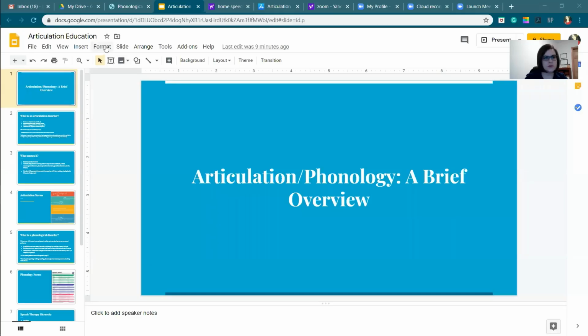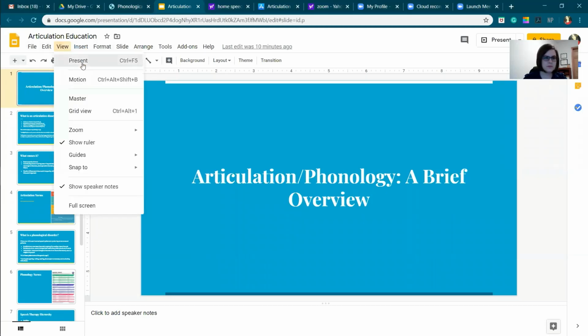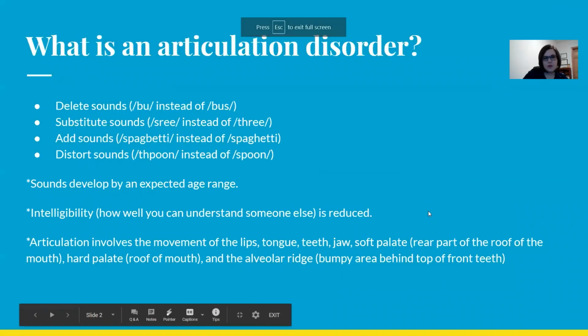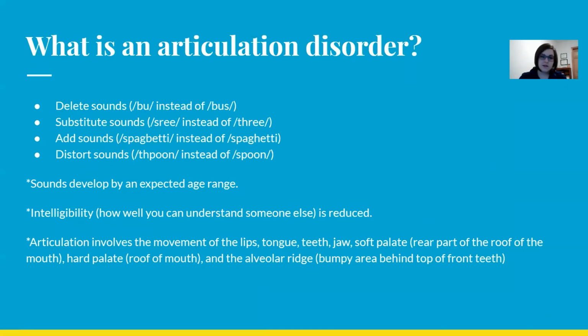I am going to do a short PowerPoint with you talking about some of the background information. So what is an articulation disorder? An articulation disorder is when your child has difficulty with one sound.